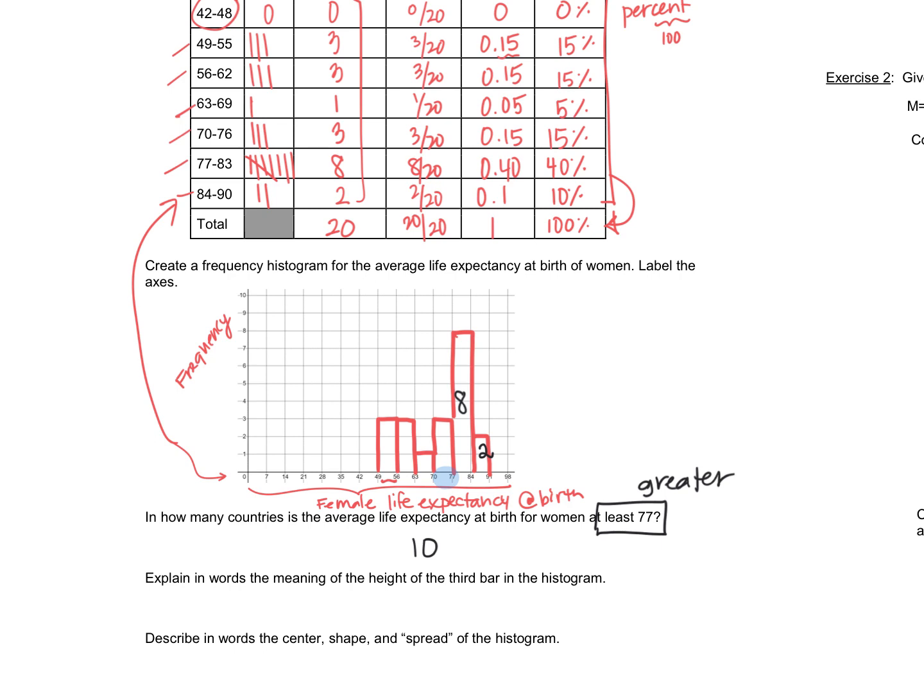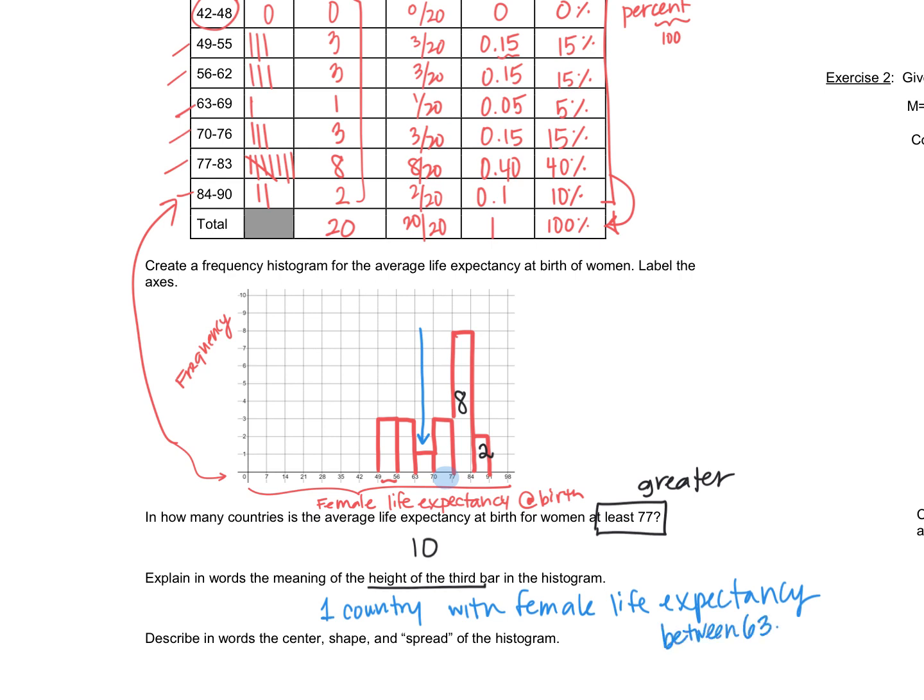Now it says to explain in words the meaning of the height of the third bar. The third bar is this one right here. And the height of it, we had one country. What that means is that we had one country with female life expectancy between 63 and 70.